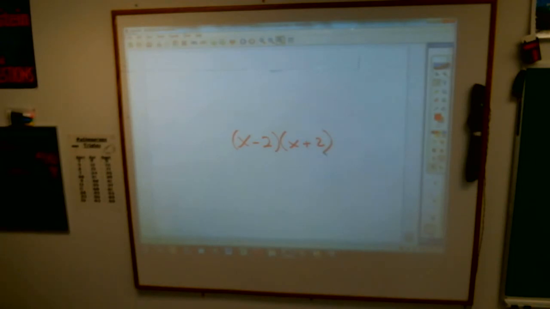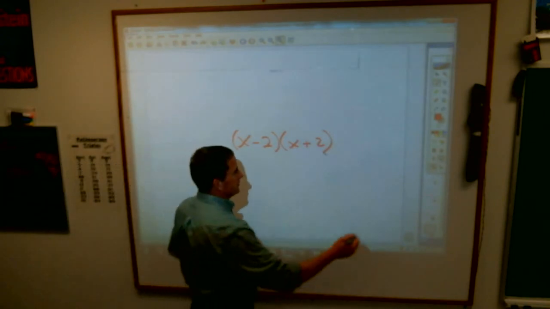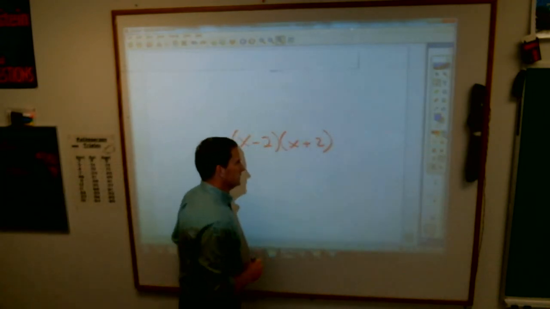FOIL. You could say rats foiled again. This emails have been out of control. Think about FOIL: first, outer, inner, last, combining the outsides and the insides.